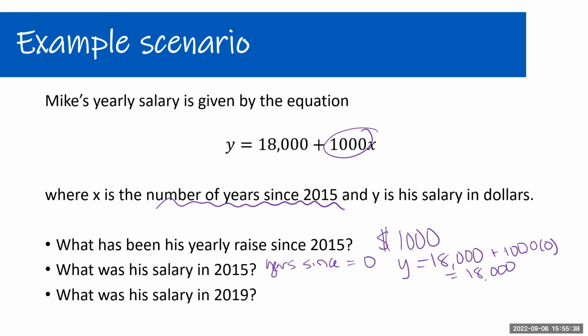What if we wanted to say what his salary was in 2019? Well, how many years since? Well, it's now been 4 years, okay? So now we have Y equals 18,000 plus 1,000 times 4, which is going to give us 22,000. So now his salary in 2019 is $22,000.